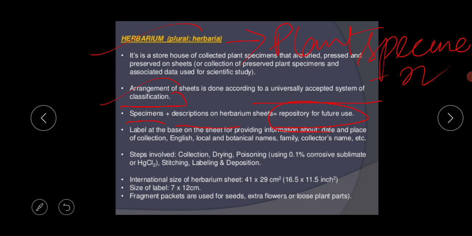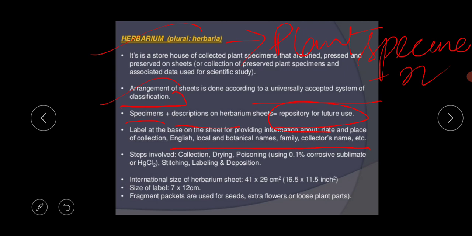Next thing, a label at the base of the sheet provides the information about date and place of collection, that is the English, local and botanical names, family and collector's name also. Okay. What are the tools for plant collection and preservation?